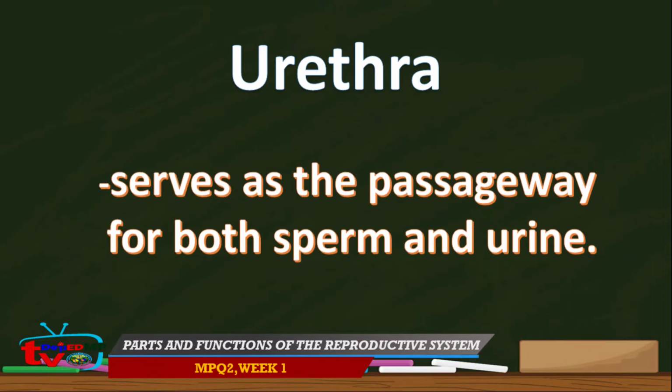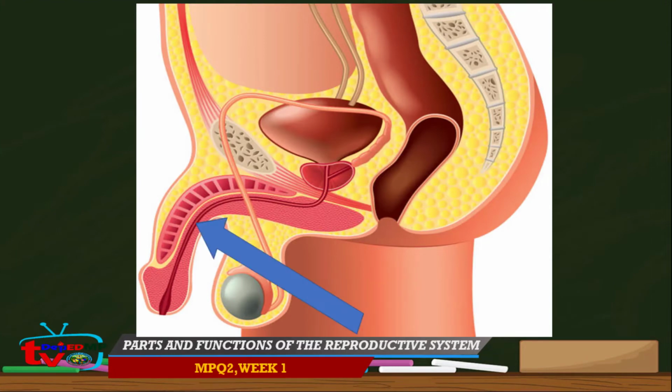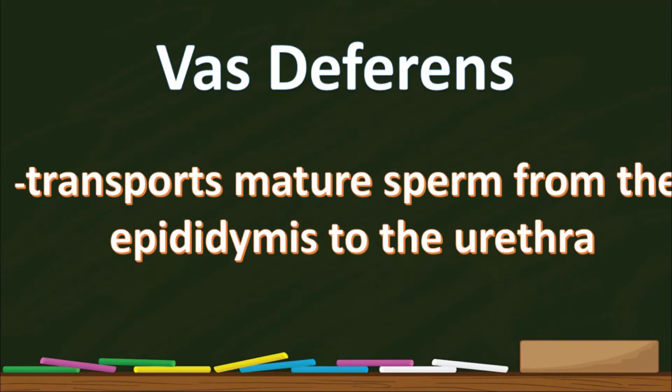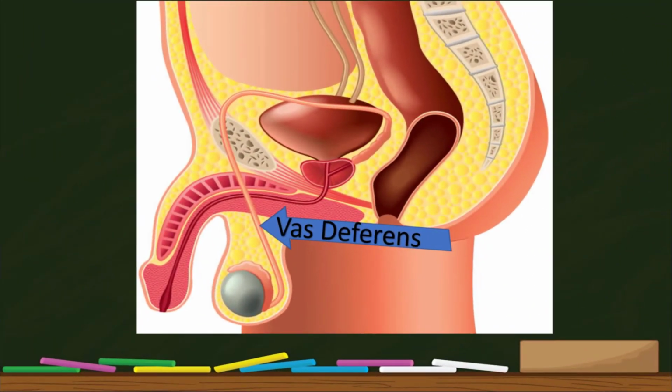Urethra. Urethra serves as the passageway of both sperm and urine. In this picture, urethra is this one. Next part is the vas deferens. Vas deferens transports mature sperm from the epididymis to the urethra. In this picture, that is the vas deferens.